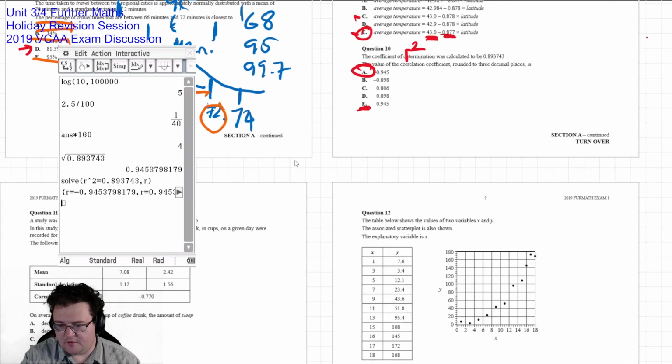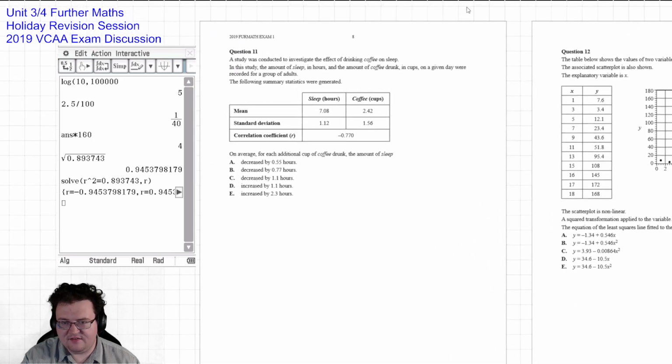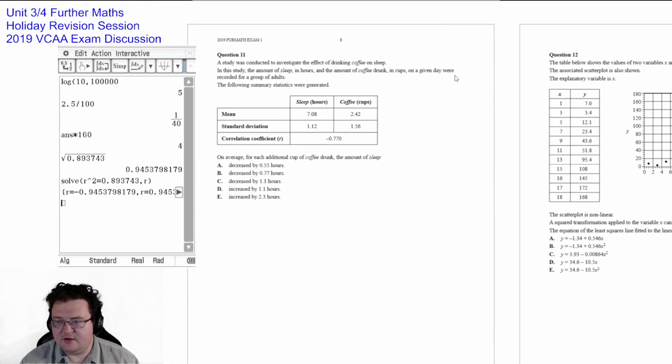Let's move on. Question 11. A study was conducted to investigate the effects of drinking coffee. In this study, the amount of sleep in hours and the amount of coffee drunk is given this way. Interpret that data. All right. Interpreting the data: on average, for every additional cup of coffee drunk, the amount of sleep did what?